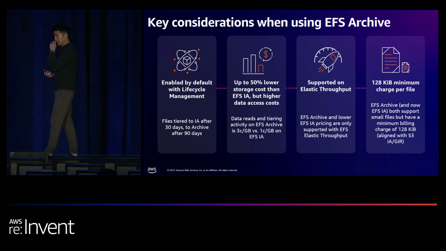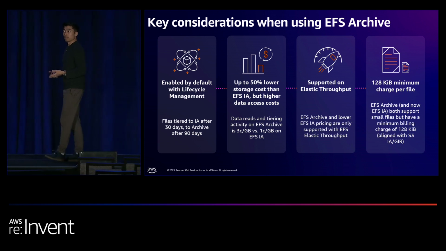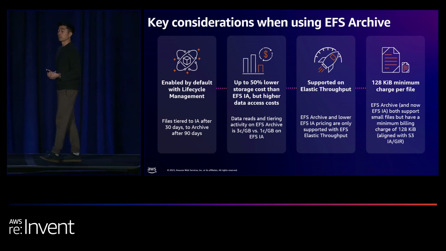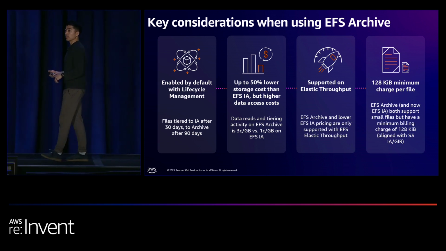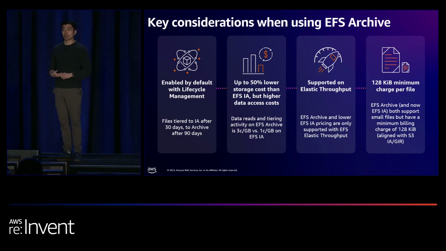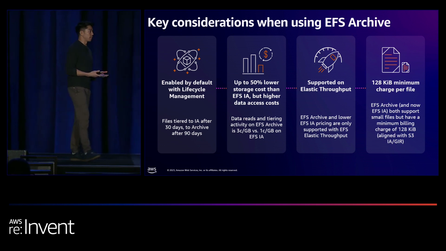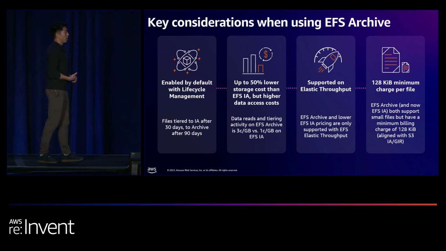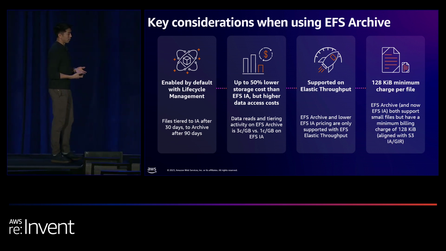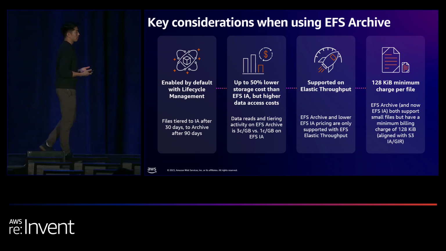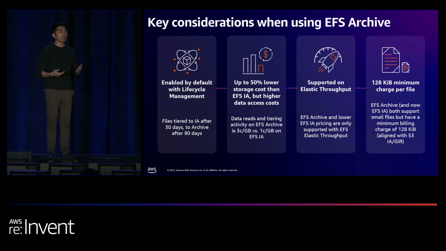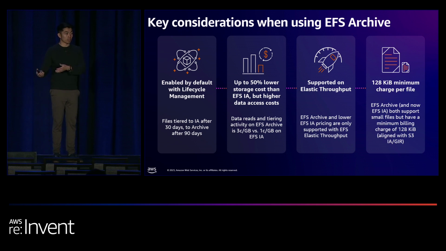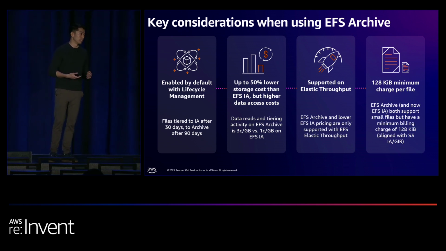The second is that EFS Archive delivers a 50% lower storage cost for data at rest, but it does include a higher data access charge. Right, so infrequent access is designed for your inactive data that you access a few times a quarter, and archive is designed for your rarely accessed data that you access a few times a year or less. And the way we do that is by offering a lower storage cost, a lower data at rest cost, and a higher charge when you read that data.